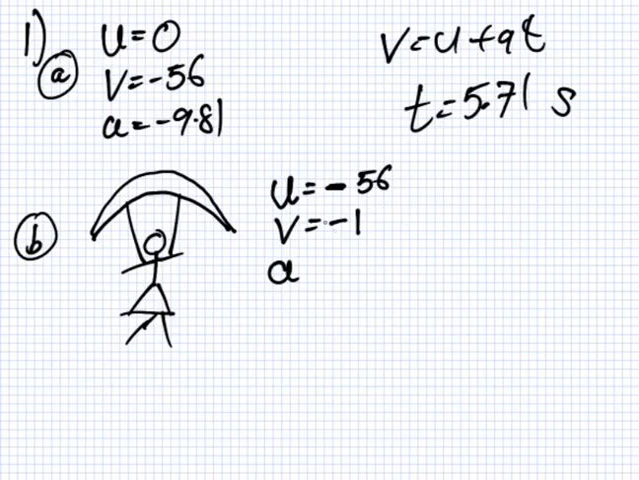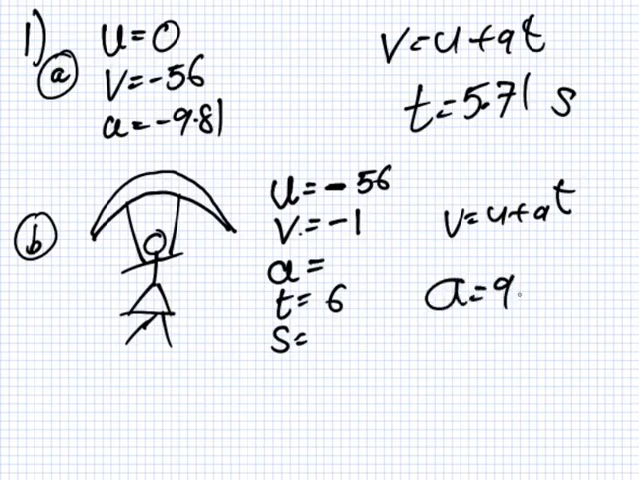Yeah. U is minus 56, V is minus 1, A we don't know, T we do know, S we don't know. Okay, I really want to know what the A is. V equals U plus AT again? Yeah. So I got A is 9.17 meters per second squared. Minus is fine. If you said plus here, then you should get minus here. That is correct.